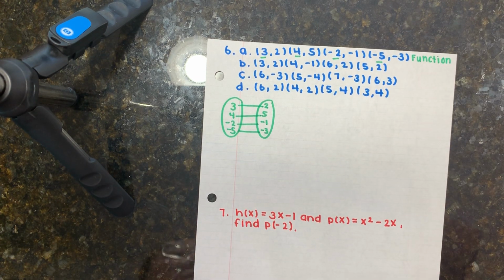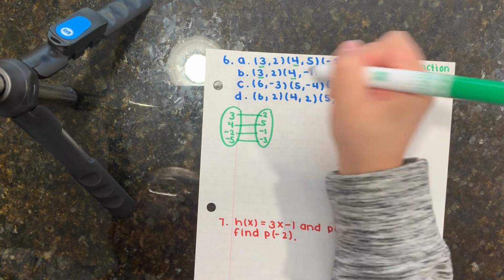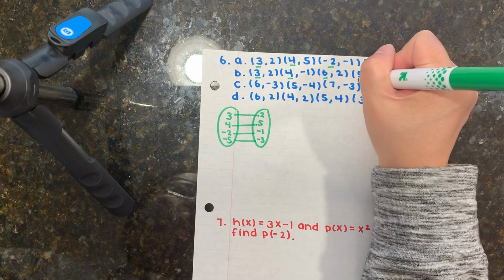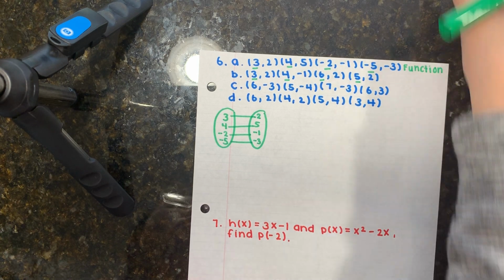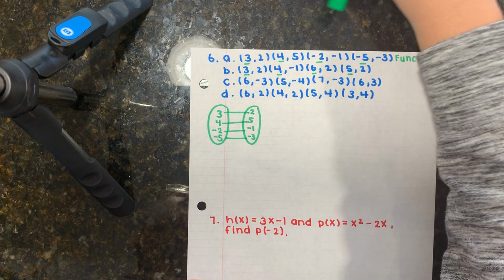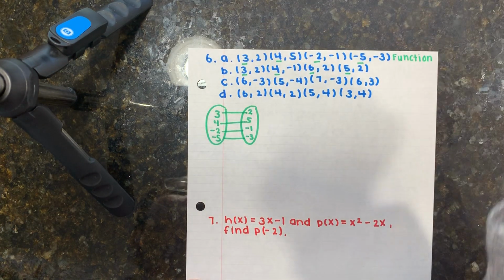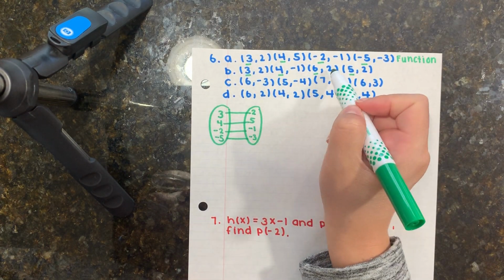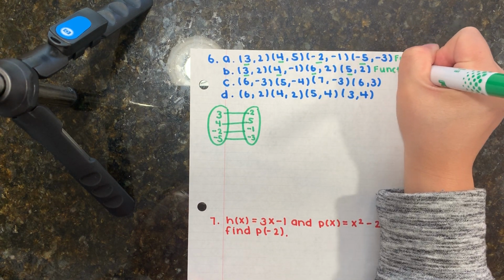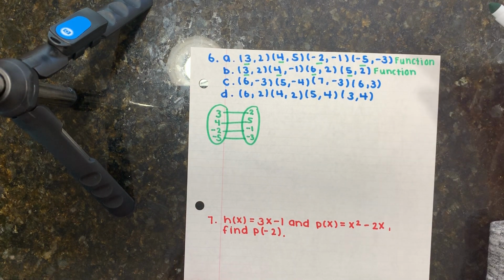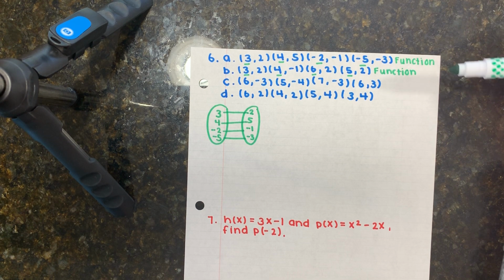Now I'm going to look at B. So for this one, I have 3 leads to 2, 4 leads to -1, 6 leads to 2, and 5 leads to 2. So I have 3, 6, and 5 that are leading to 2. But remember from our definition that you can have multiple x values lead to the same y value and it still will be considered a function. So since 3 leads to 2, 6 leads to 2, and 5 leads to 2, this is still going to be a function. Now remember, you can have multiple x values lead to the same y value, but you cannot have one x value lead to 2 different y values.